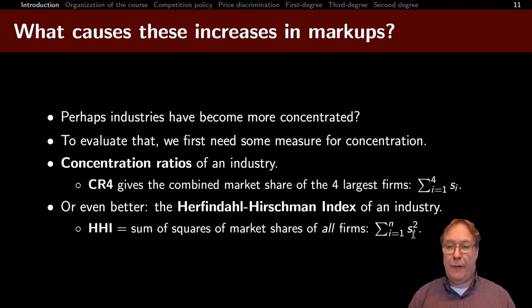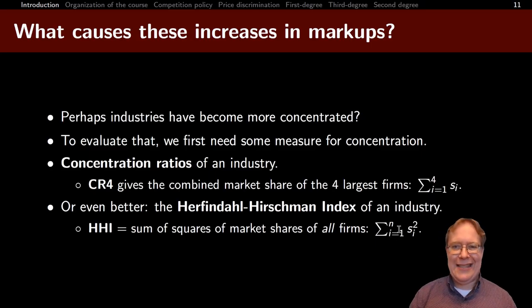And all the other firms have market share zero. So then your Herfindahl index will be one. But if you would have perfect competition, then you would have many, many firms, but all firms would have a market share of zero. So you essentially would take the sum of zero squared many times. So that would give you zero.